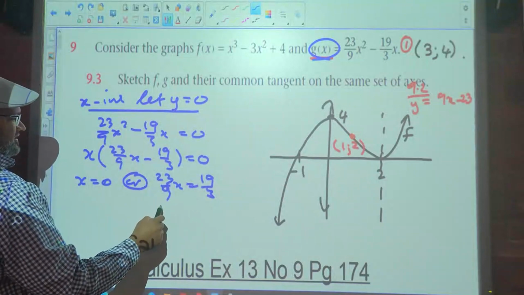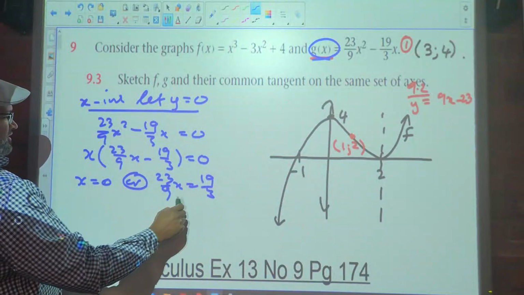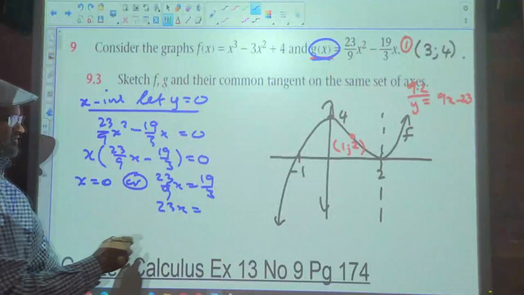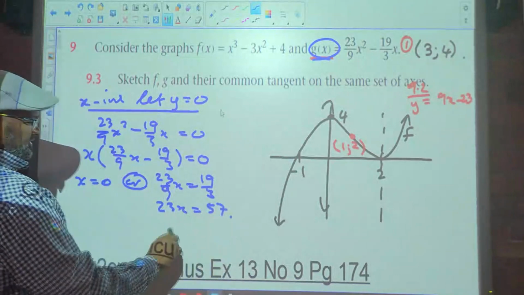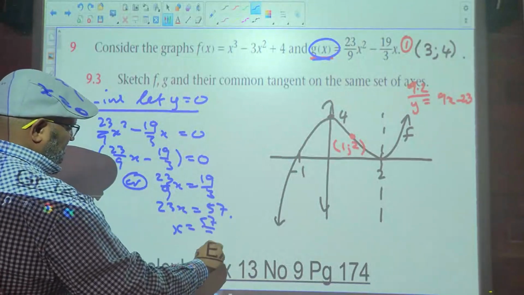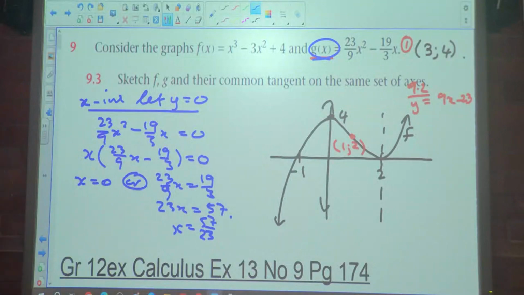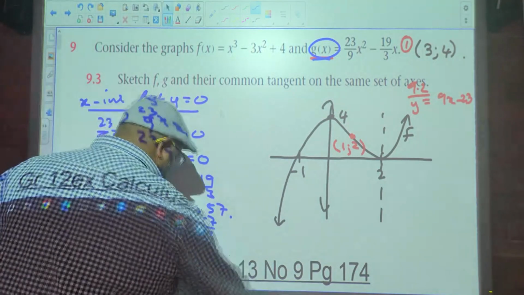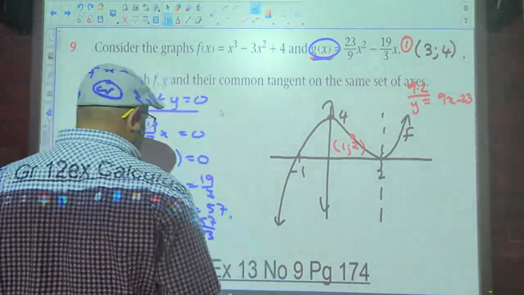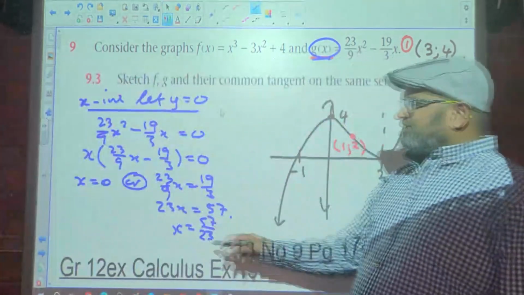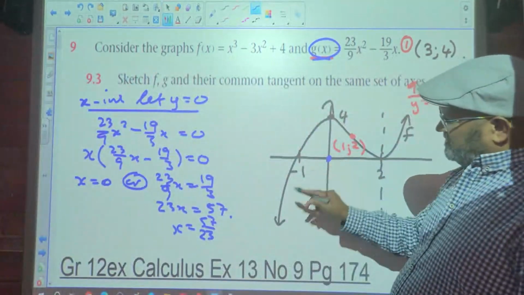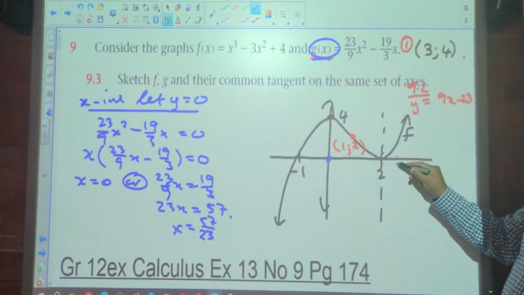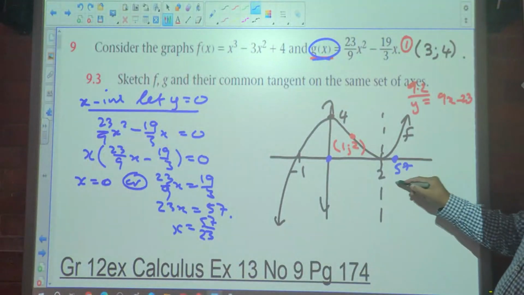You simplify this. When I multiply this by 9, I'm going to get 23 x is equal to, what was 19 times 3? It was 57 if I'm not mistaken. So x is equal to 57 over 23. I don't think 23 can go into 57. Just check there. Just press SD and see what you get here. It's just over 2. Can you see that? So it's 57 over 23.